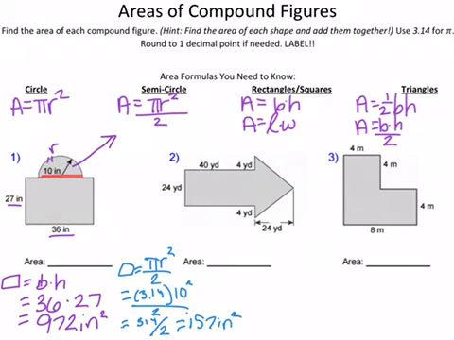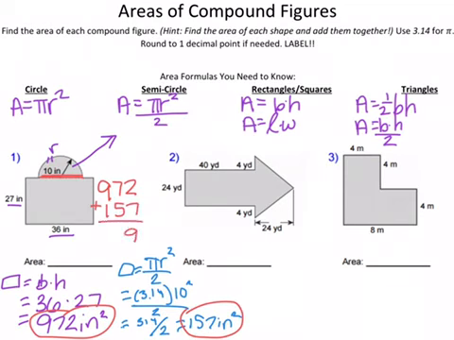So that's cool. We have our semicircle and we have our rectangle. All we have to do is add them together for our final area. So I have 972 plus 157. When we add them together, I get 1,129 inches squared, and that is my final answer. So break them into parts and then move on.